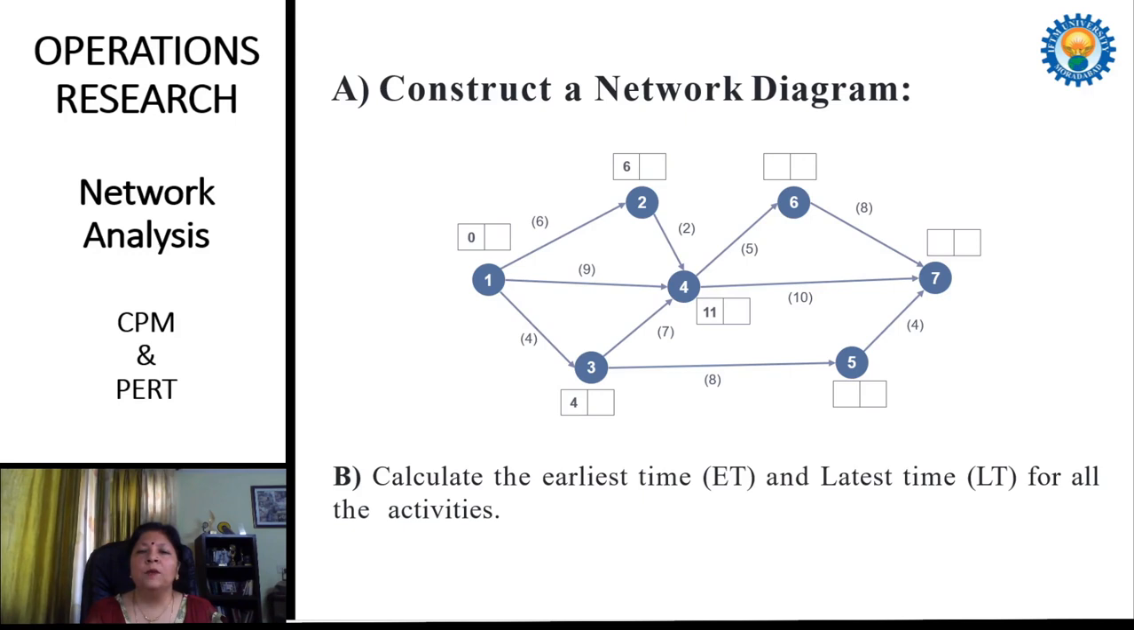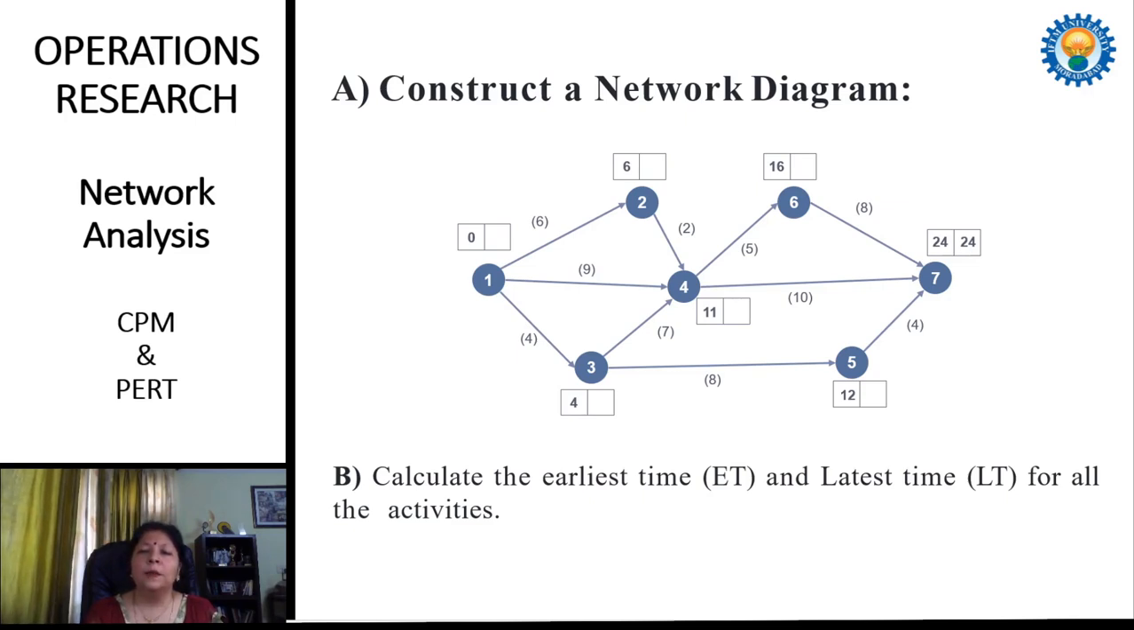In the same way, when we move to event 5, there is a single activity, 3 to 5, 4 plus 8, which becomes 12. At event 6 it is 16, and in the same way when we move to 7, there are 3 activities joining, and of these 3 we select the maximum, and it is 24.